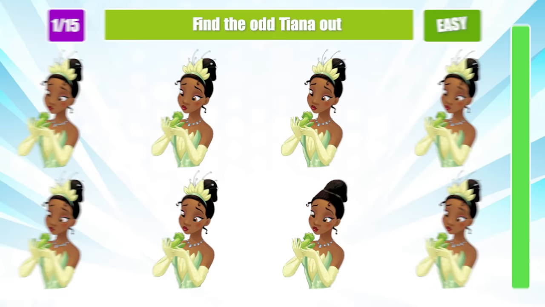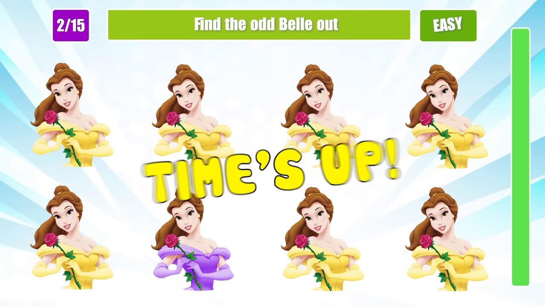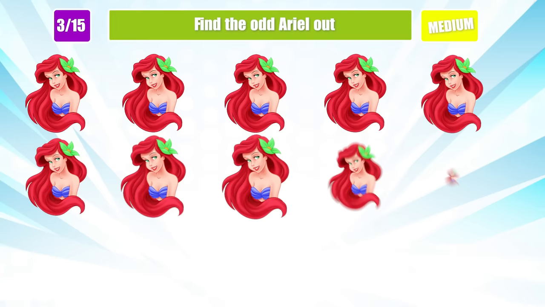Round two. She is a beautiful girl. I love her. Can you guess Belle has the difference? Her dress is weird. I see. It is not here. Then round three. Can you find a difference?